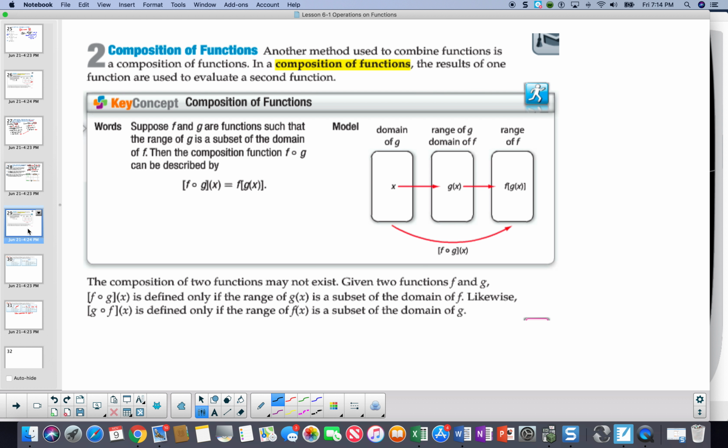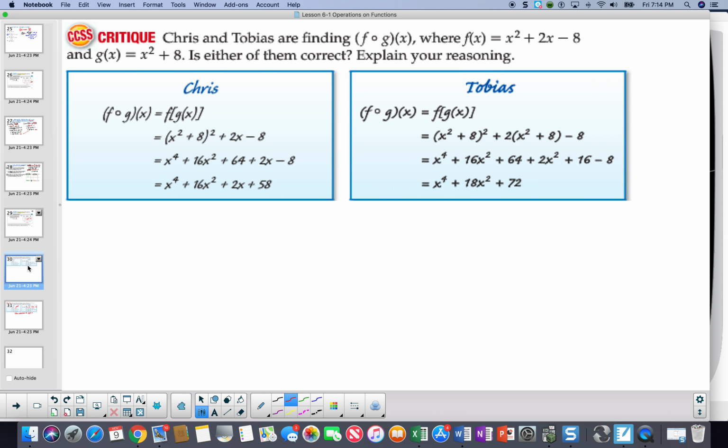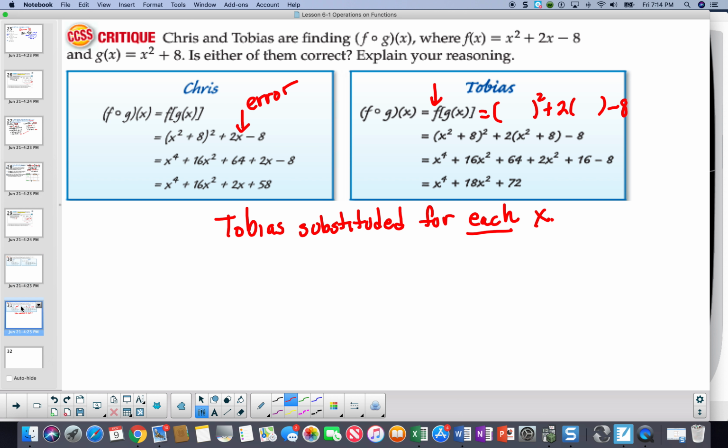All right, composition of functions. We saw this slide before, and I just want to reiterate. So we're taking g of x, and we're making g of x our domain of our f. So it's going to go inside f, and that's going to happen. Okay, please pause and see who's doing it correctly and who isn't. And here's the answer. It looks like Tobias substituted for each x, where Chris only substituted for the x squared but forgot about doing that.